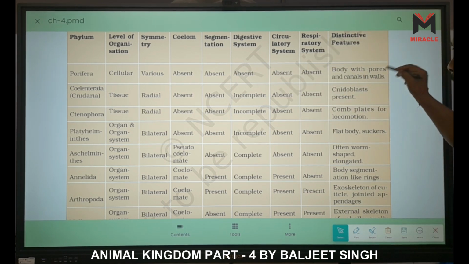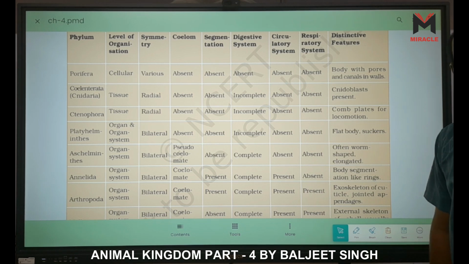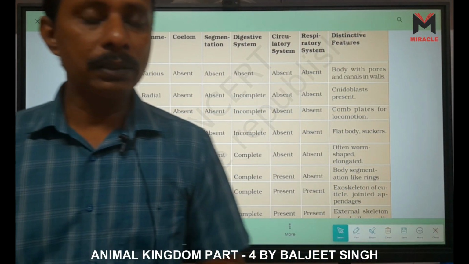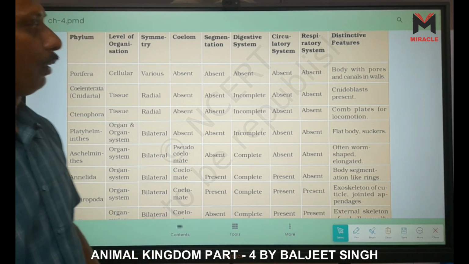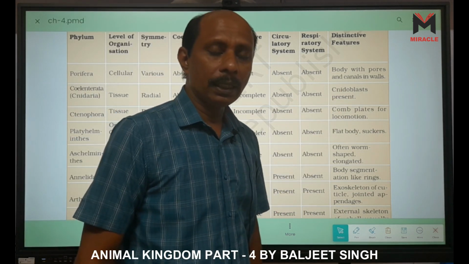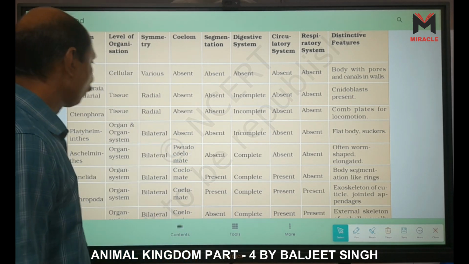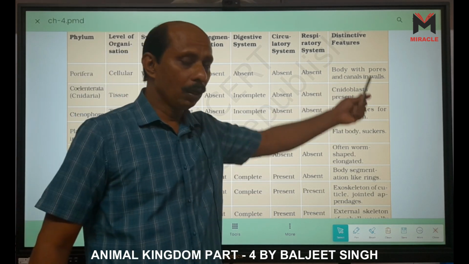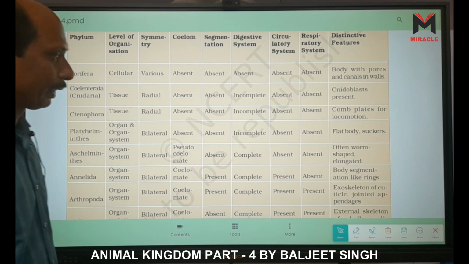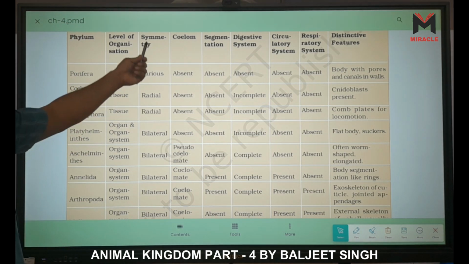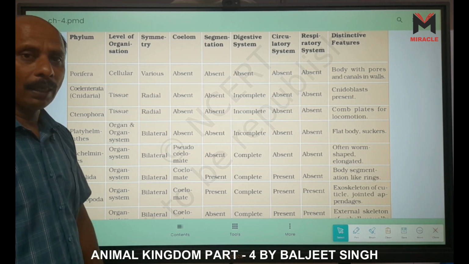Because the body has pores, they are called Porifera, and canal involves which one? Water canal system is present. There are three types of water canal system: leucon type, sycon type and ascon type, right? Another specific character: choanocytes are present.